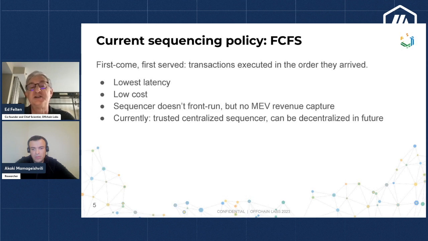the sequencer is just trusted not to front run, but there's no capture of that MEV revenue. So this is not generating any revenue for the chain. Currently, there's a trusted centralized sequencer, but this can be decentralized in the future, and there's ongoing discussions about that. So that's what the current sequencing policy is on every Arbitrum chain.